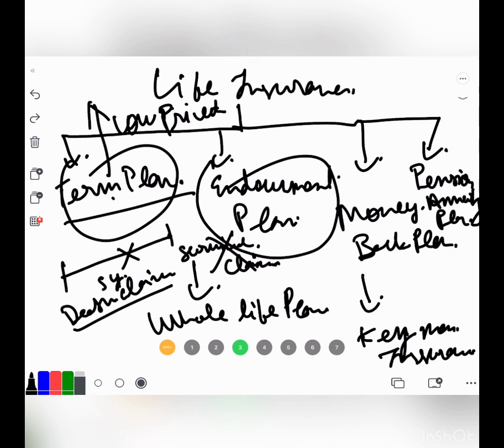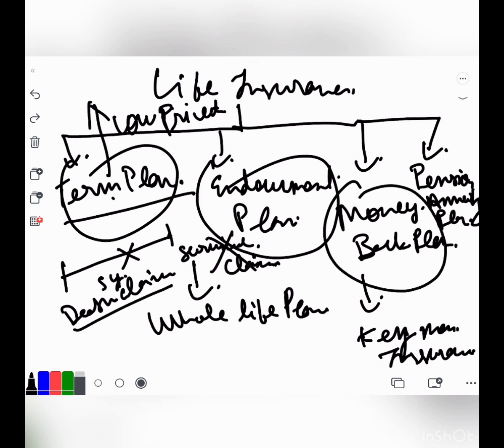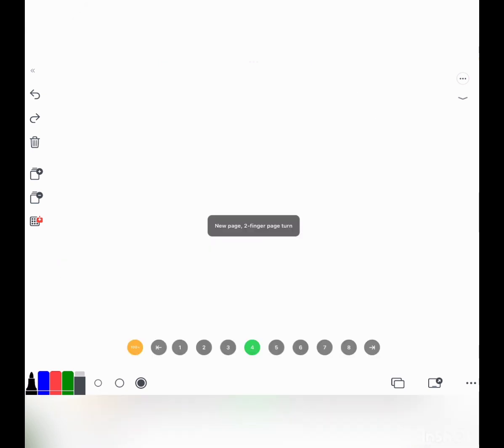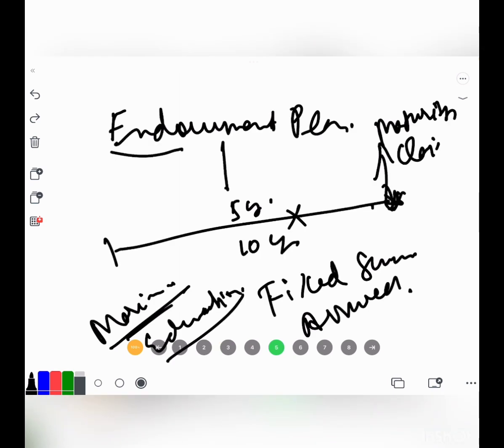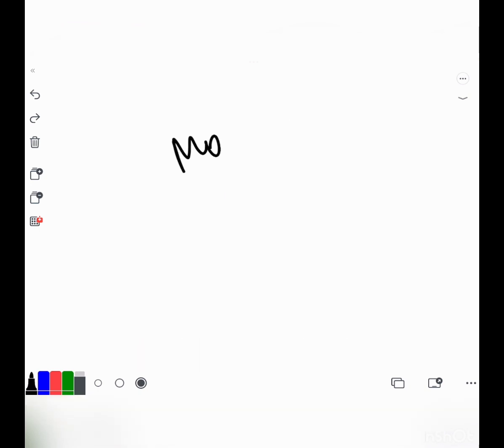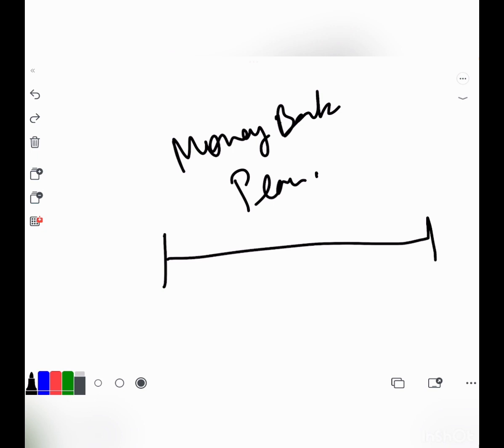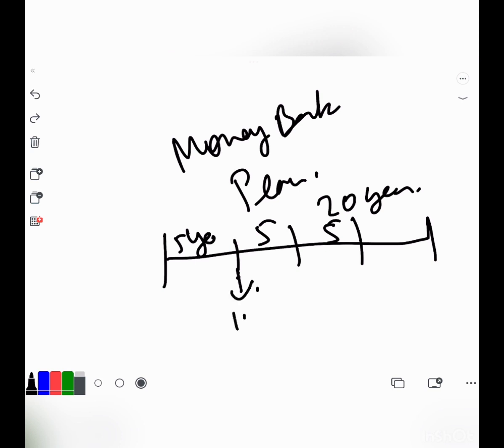Okay, now we are going to talk about the money back plan. It's an extension of the endowment plan. A money back plan is a plan for a particular time, say 20 years. Every 5 years, say 10% will be given back.